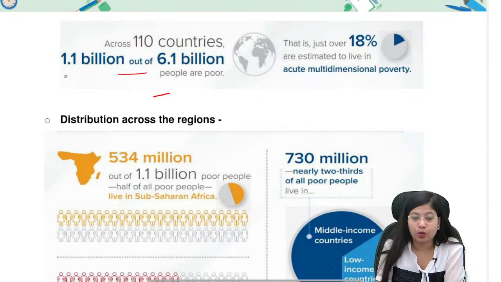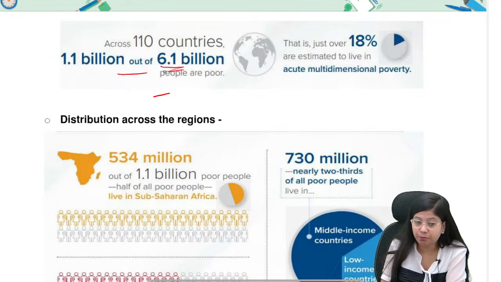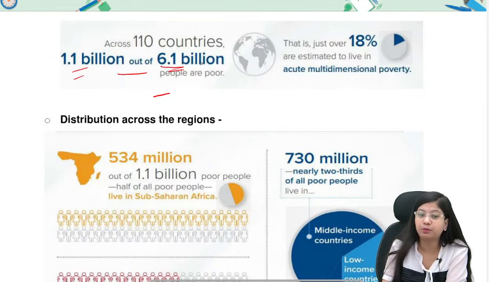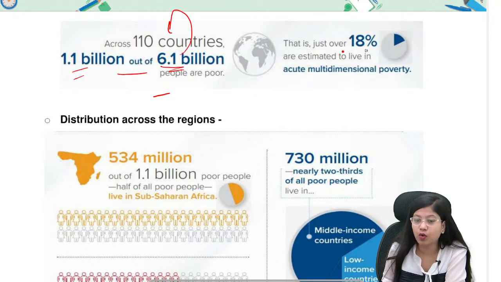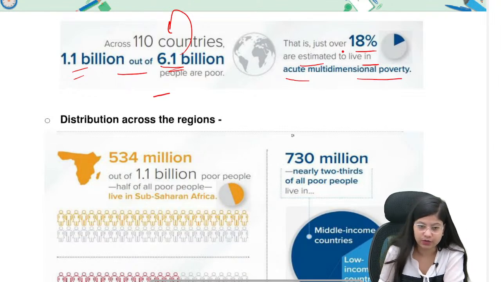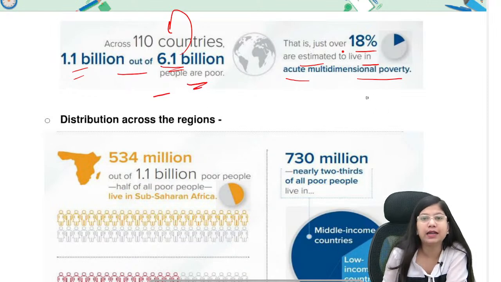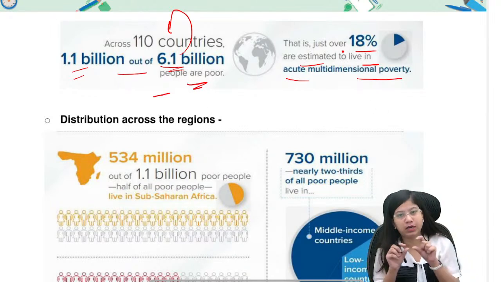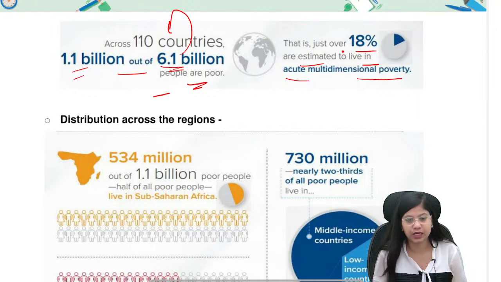So, देखो, out of the 6.1 billion people, 1.1 billion people are poor in 110 countries. That is just over 18% estimated to live in acute multidimensional poverty. ठीक है, poor होना अलग चीज है and acute multidimensional poverty होना is different.